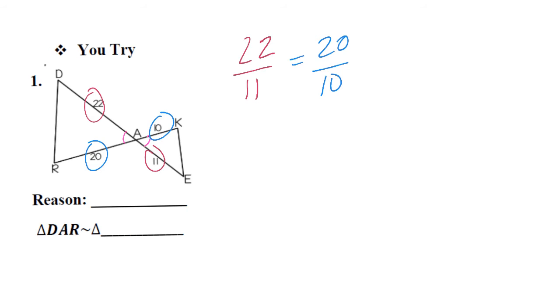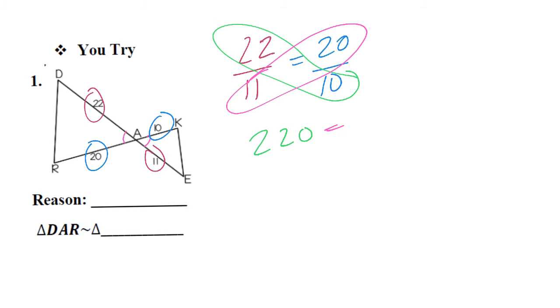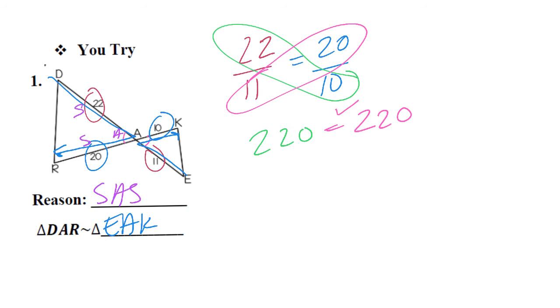So 22 times 10 is 220. 11 times 20 is 220. Since they are equal, they are similar. So triangle DAR is similar to EAK. And the reason is by side, angle, side, because you had a set of sides here, a set of angles here, a set of sides here.